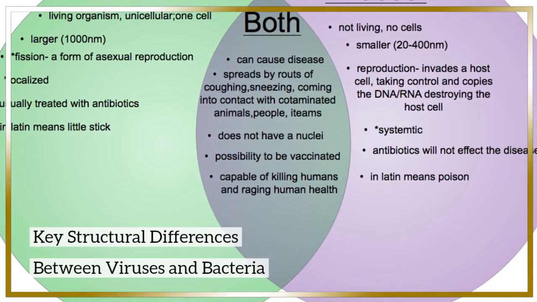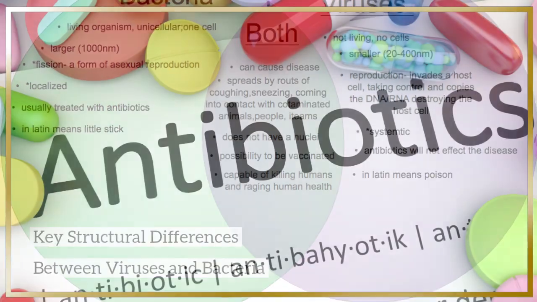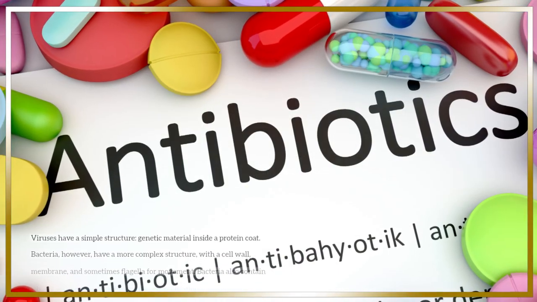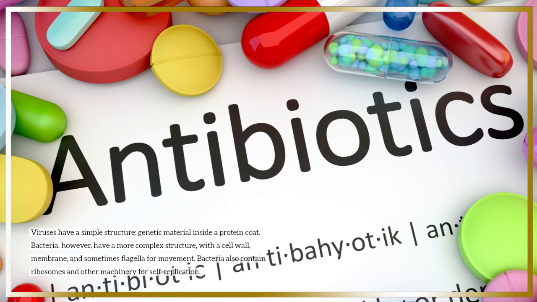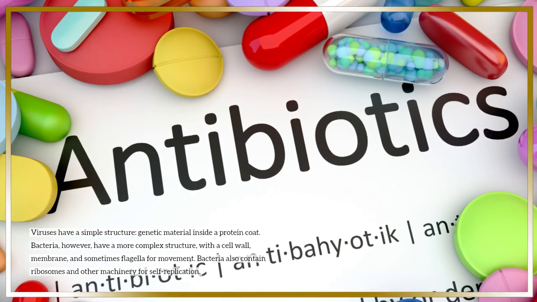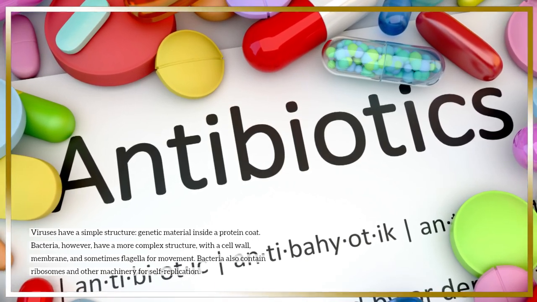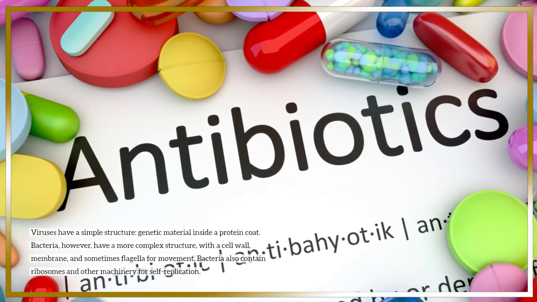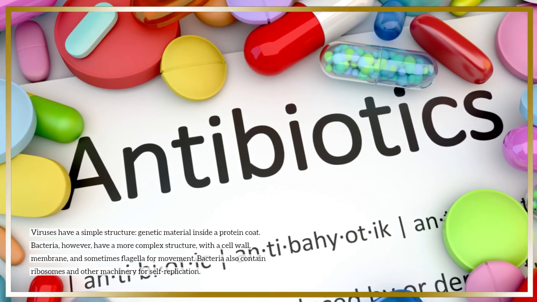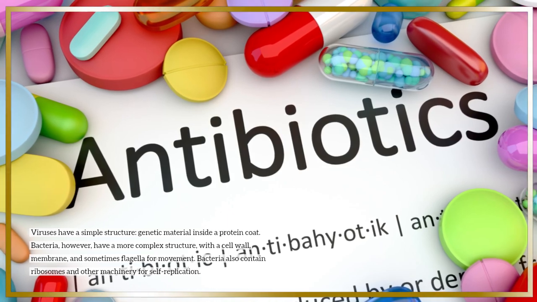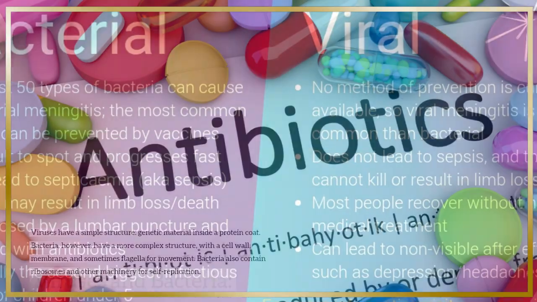Key structural differences between viruses and bacteria. Viruses have a simple structure, genetic material inside a protein coat. Bacteria, however, have a more complex structure, with a cell wall, membrane, and sometimes flagella for movement. Bacteria also contain ribosomes and other machinery for self-replication.